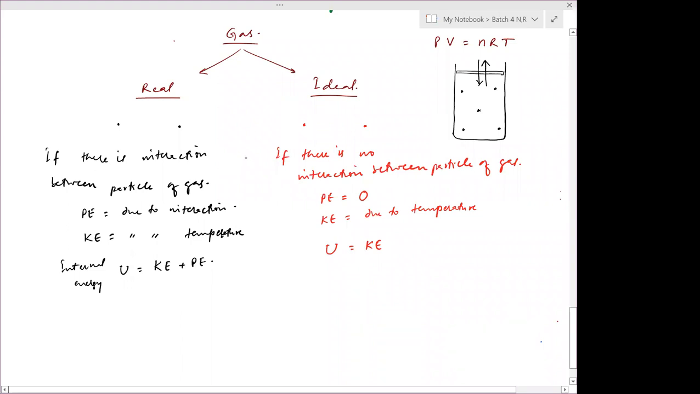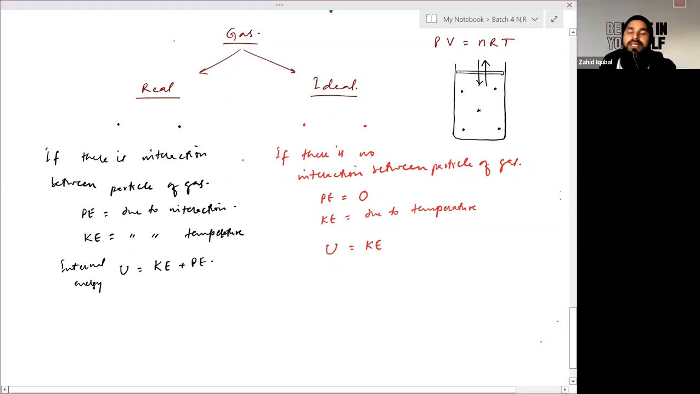Yes, sir. So you will be asked, under what condition a real gas will tend to behave as ideal gas? So you will say at low pressure. Why pressure should be low? So that to increase the separation between particles. And at high temperature. Why temperature should be high? So that it will have more thermal kinetic energy. At these two conditions, real gas will tend to behave as ideal gas.